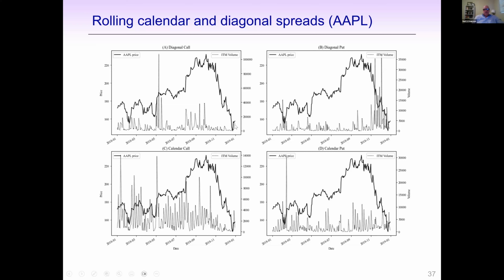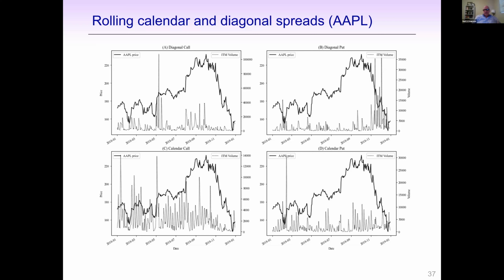None of the simple call positions, or very few of the simple call positions, are in the money. Okay, and so if people are using calendar spreads to adjust in-the-money call positions, if people are using diagonal spreads to adjust in-the-money call positions, that predicts that when there are no in-the-money call positions, there are no diagonal spreads.